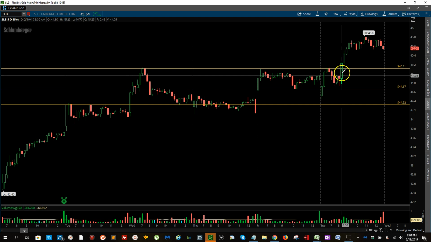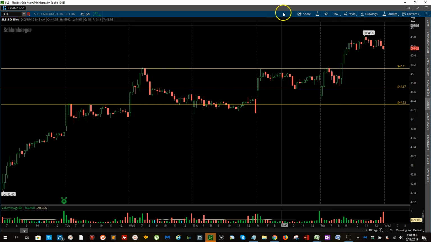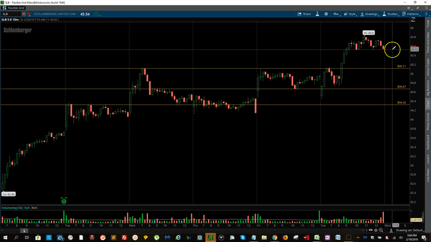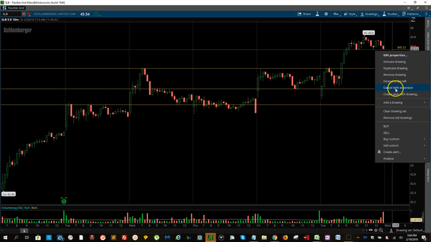So the idea is these levels are not just for dailies and weekly charts and long-term time frames. You want to get these levels even on your intraday time frames because they will make a world of difference to you when you are trading.